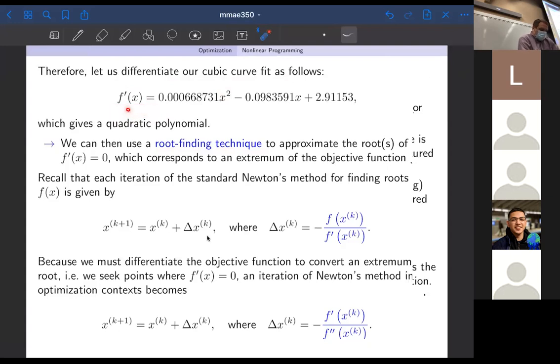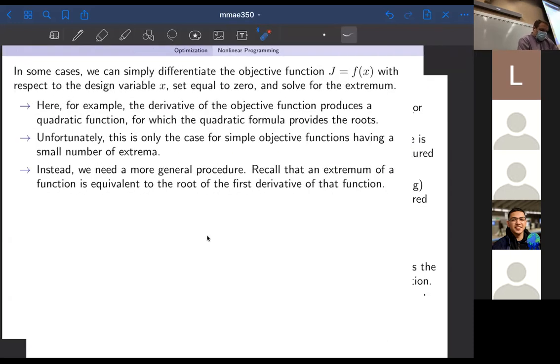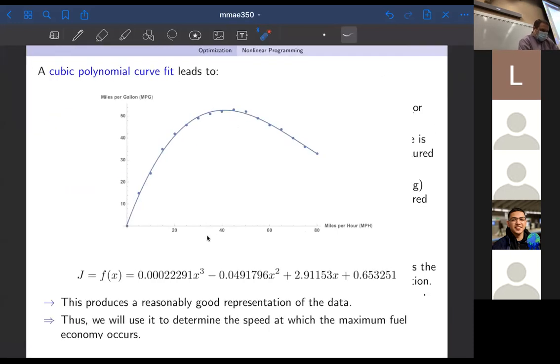So I can get my f prime of x, which I have right here, and then I could use Newton's method, whatever my favorite root finding method is, to determine the value of x for which f prime of x is indeed equal to 0. Now I know analytically there's actually two of them because it's a quadratic. Where is the other one? Okay, obviously here's one. Where's the other one?